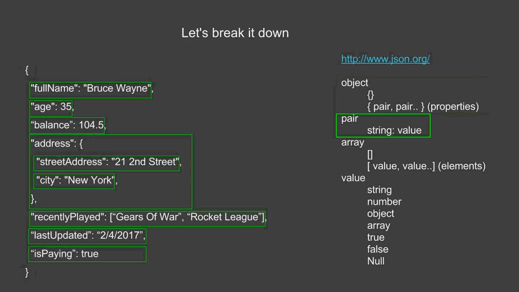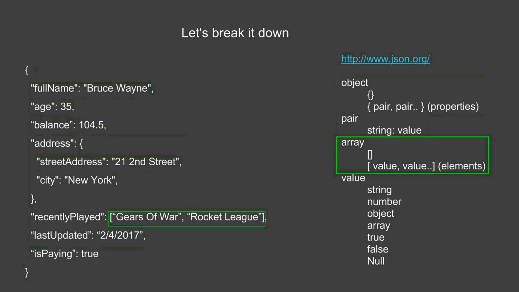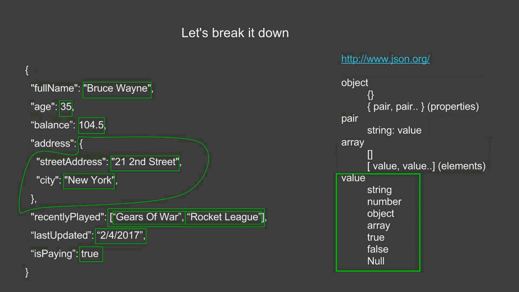A JSON pair is a key-value pair separated by a colon, where the key is a string annotated with single or double quotes. A JSON array is an array of values separated by commas and surrounded by brackets, just like in most coding languages. And finally, the JSON value.